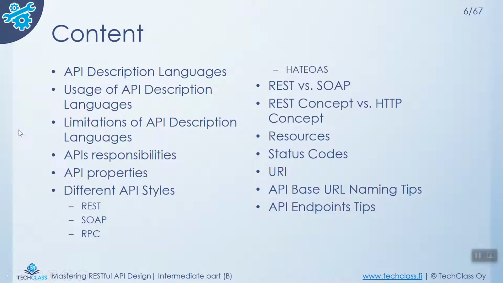The content of this part would be, first, we're going to get familiar with API description languages, what is the usage of them and what are the limitations. What are APIs' responsibilities and APIs' properties. Then we're going to get introduced to four different API styles: REST, SOAP, RPC, and OAS. And then we're going to compare REST and SOAP together, because they are the most common and used API styles that developers are using, especially REST.